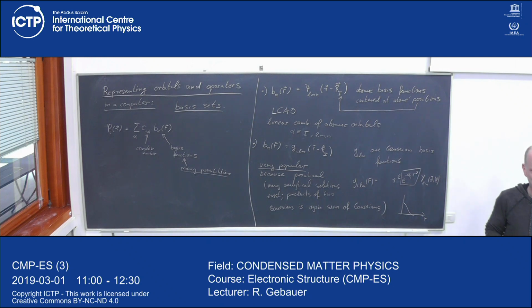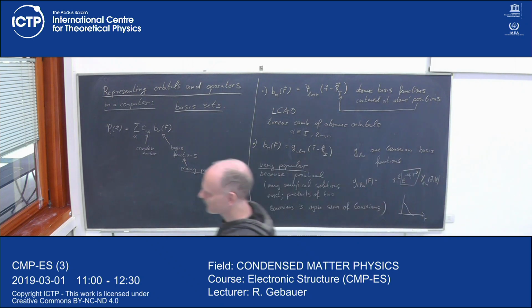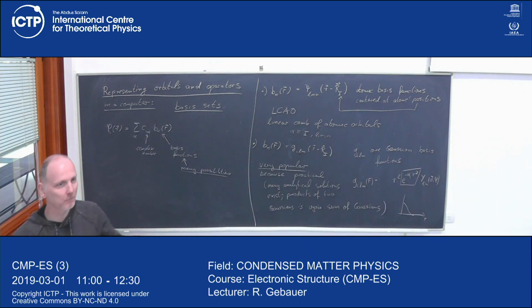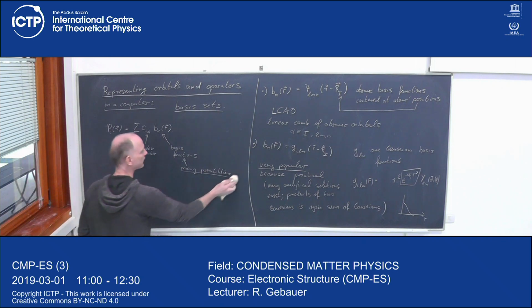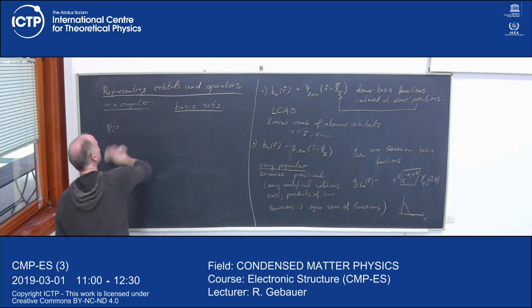In fact, very often computer codes for electronic structure carry the names of the basis sets. Like the Gaussian code, and the code which we developed here in Trieste is called PW because we use plane waves, PW. So the basis sets, as I said, are really the building block for anyone who wants to solve electronic structure problems.